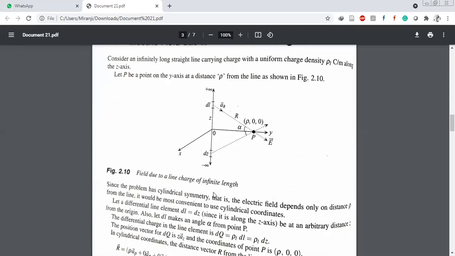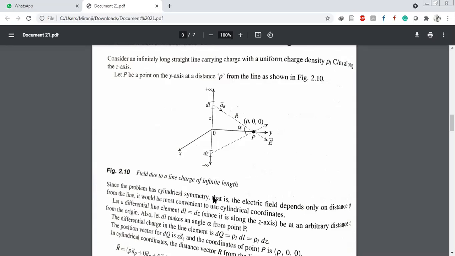See here, consider an infinite long straight line. Just assume, okay, what I'm saying here. I just consider an infinite line, with the assumption that throughout that line, the charge density is uniformly distributed.